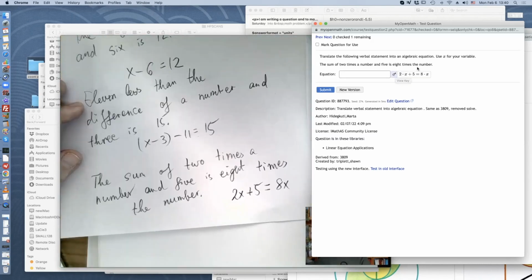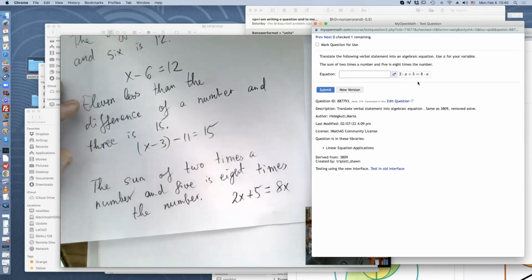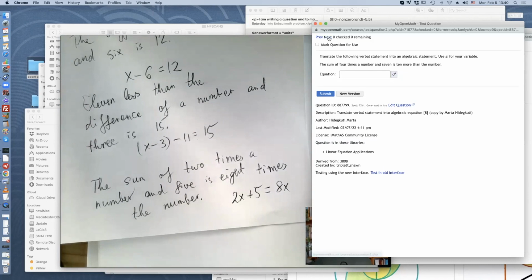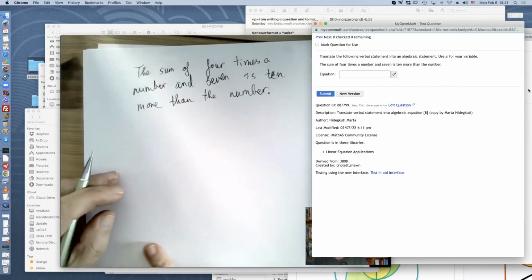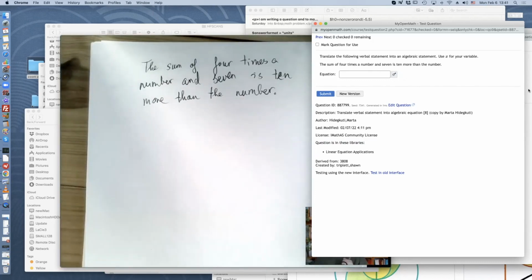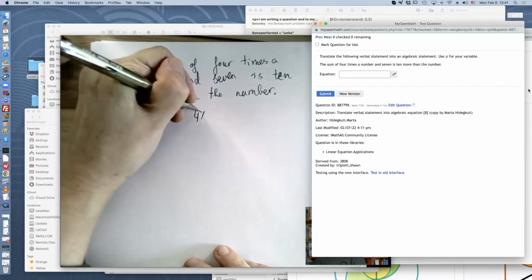I'm not sure. How do you feel about the dot? It's harder to read. That's why it's good to have multiplication denoted by just nothing. All right, good. Next up, the sum of 4 times the number and 7 is 10 more than the number. Okay, the sum of 4 times the number and 7 is indeed 4x plus 7.